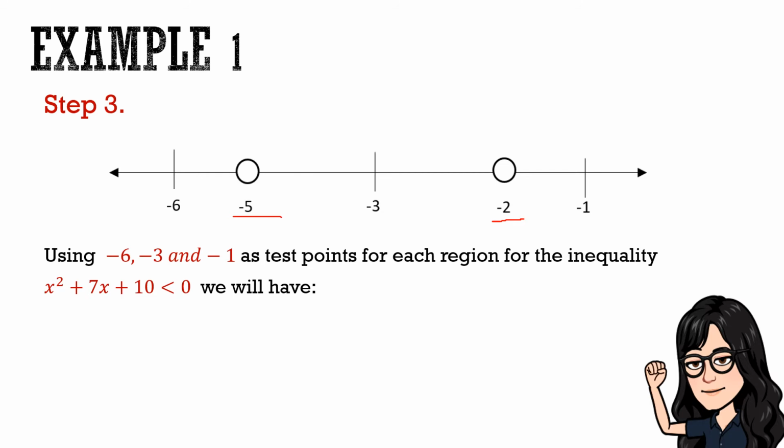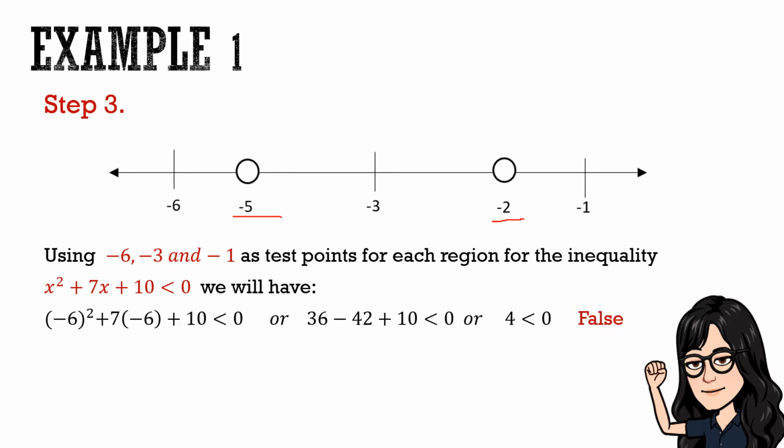x squared plus 7x plus 10 less than 0. Then, we'll be having the quantity negative 6 squared plus 7 times negative 6 plus 10 less than 0. Multiply negative 6 two times by itself. So that we have 36 minus 42 plus 10 less than 0, or 4 less than 0, and that is false.